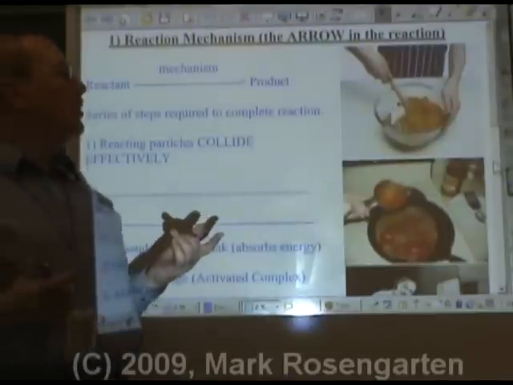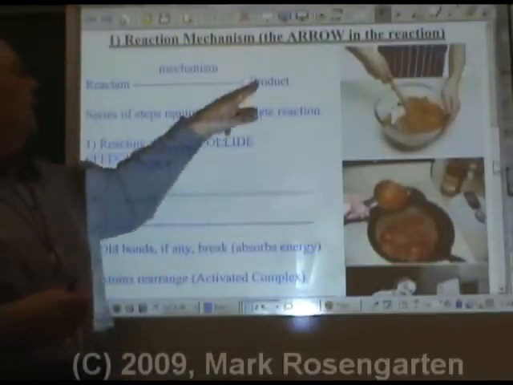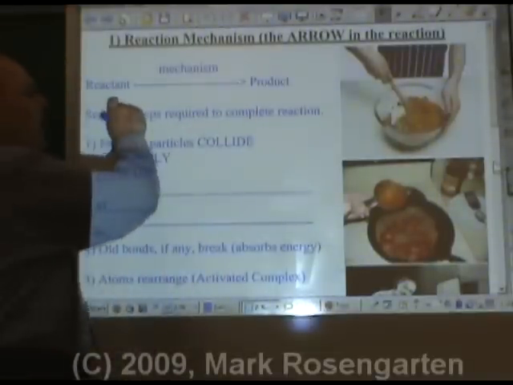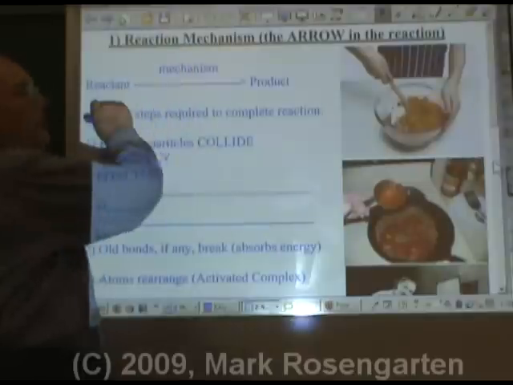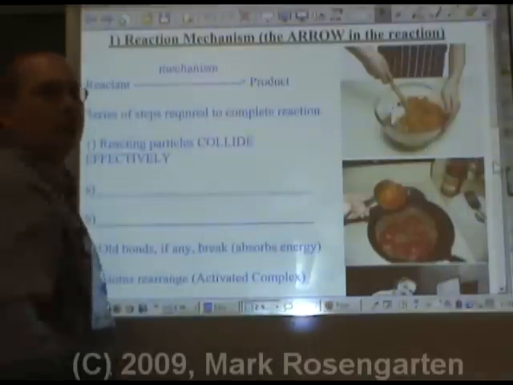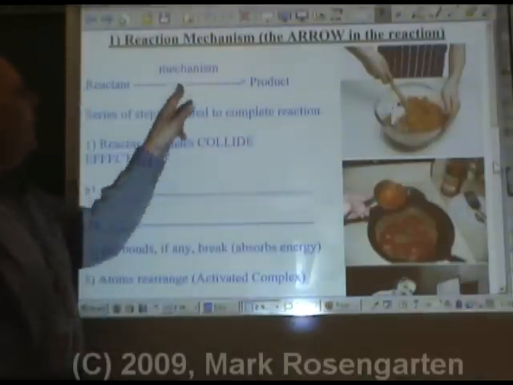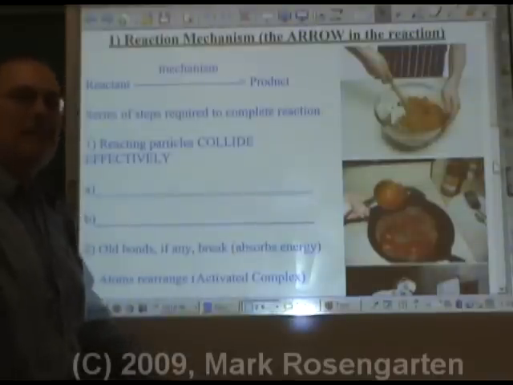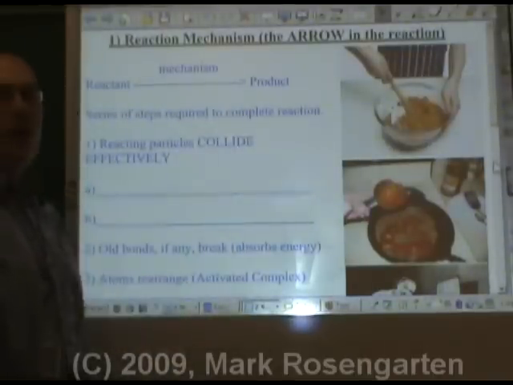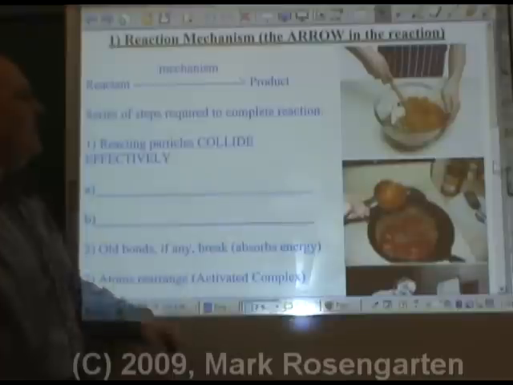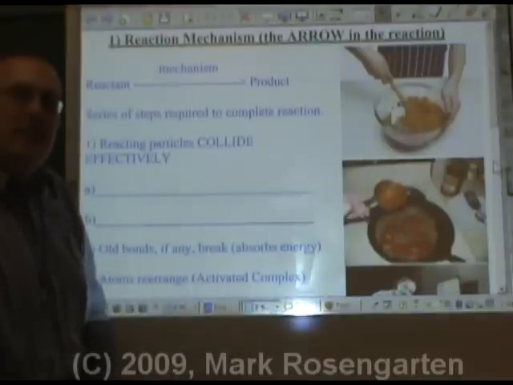In the last unit, we took a look at how reactants turn into products. What are the reactants? What are the products? How much reactant do you need to make how much product? We drew an arrow in, but we really didn't talk about it all that much. What is this arrow? It's called the mechanism, the reaction mechanism. It's a series of steps that the reaction takes.